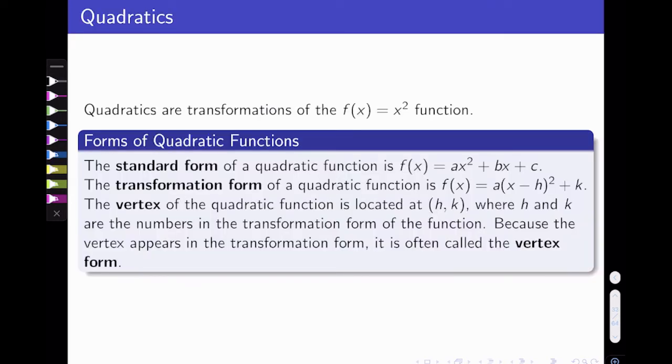Quadratics are transformations of the function f of x equals x squared, which has the shape of a parabola. The standard form of a quadratic function is ax squared plus bx plus c. The transformation form, also known as the vertex form, is a times the quantity x minus h squared plus k, where the vertex is located at (h, k). And because of this, we often call this the vertex form.